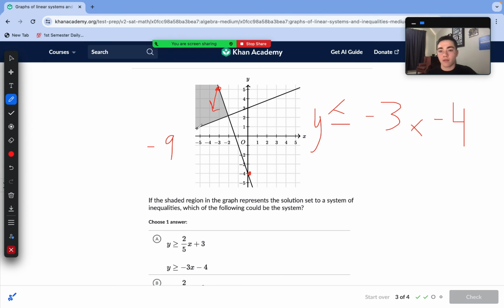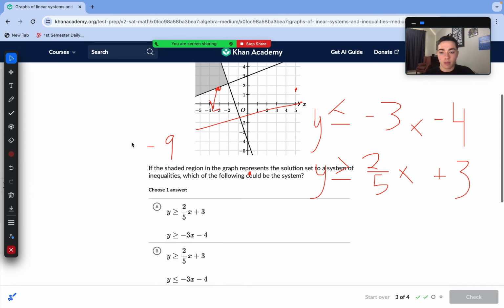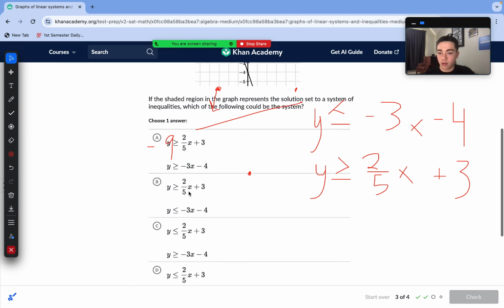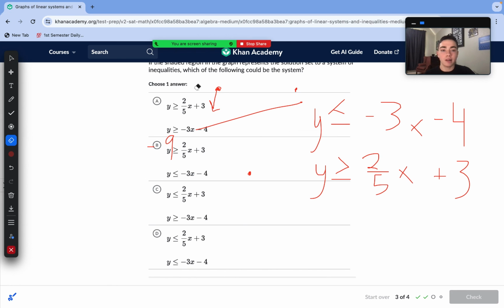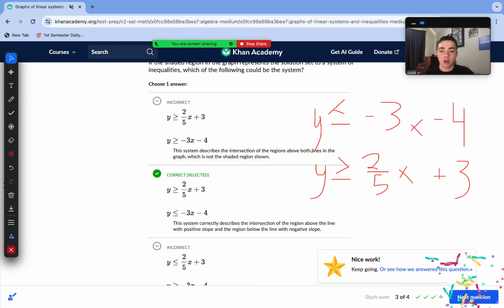Now we can graph our second one. This one is greater than or equal to because we're shading above. Y is greater than or equal to, our y-intercept is positive 3, and then our slope is 2 over 5. Y is greater than or equal to 2 over 5x plus 3, and y is less than or equal to negative 3x minus 4. Answer choice A is incorrect because we need one less than or equal to and one greater than or equal to. Answer choice B is actually, I think it is the correct answer choice. It matches our equations to the right perfectly. So answer choice B is correct.